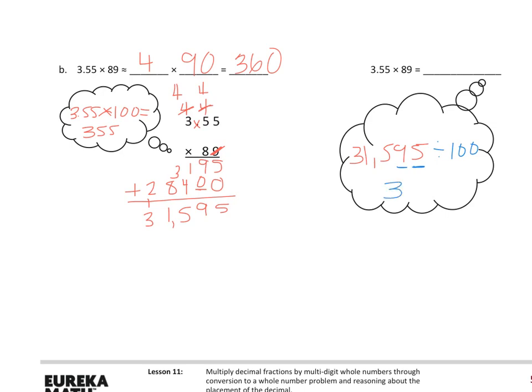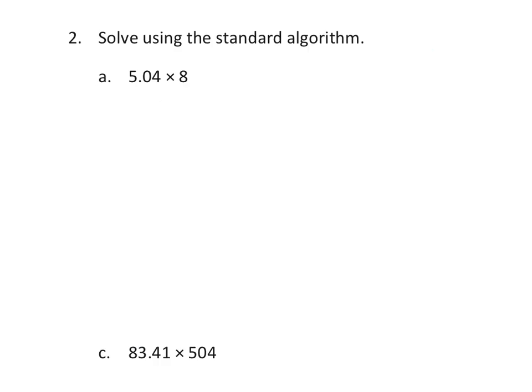So that means after the first 5 should be our decimal point. And then we have 95 hundredths, which makes sense because 315 is under 360. So that looks like a more reasonable answer. So 315 and 95 hundredths. All right, let's do 2.